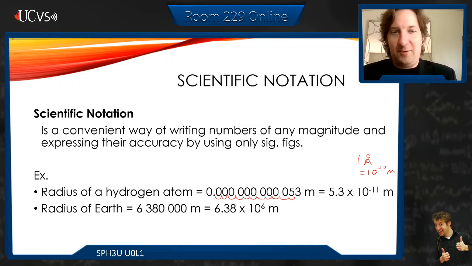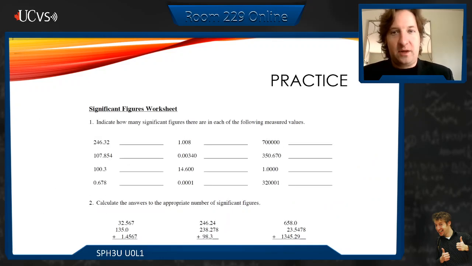But anyways, the radius of the Earth is 6,380,000 meters, or 6.38 times 10 to the 6 meters. And here also, we have no ambiguity. We know that this has 2 significant digits, and we know that this has 3 significant digits. Makes things quite easy. All right, so let's do a few examples. I'm going to do the first question for all these practice sheets.